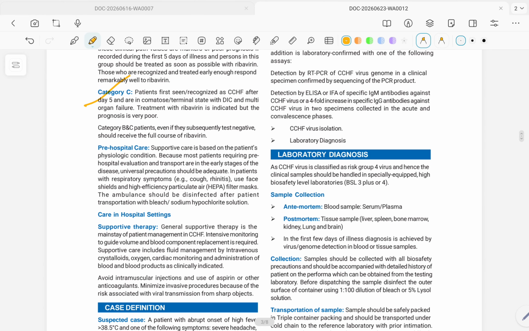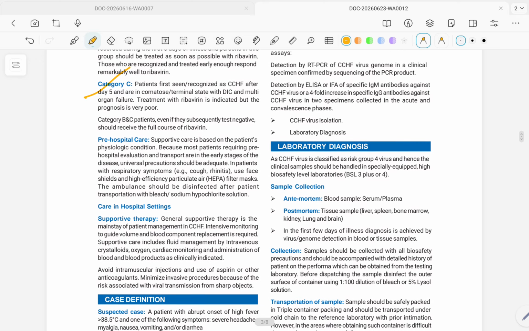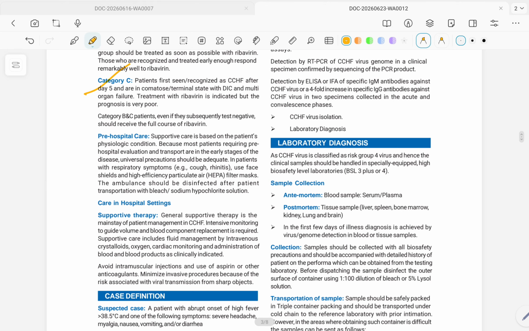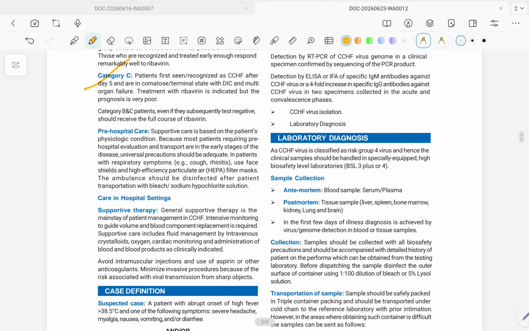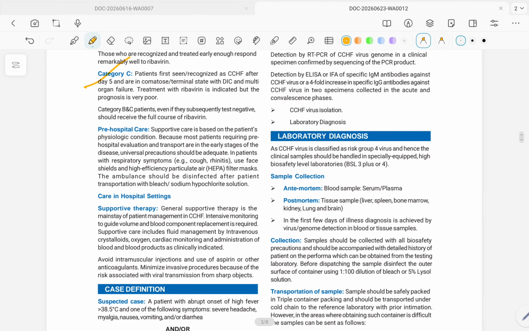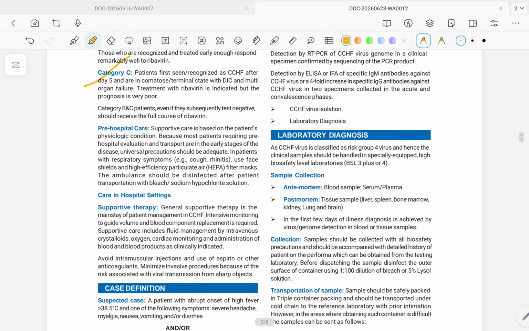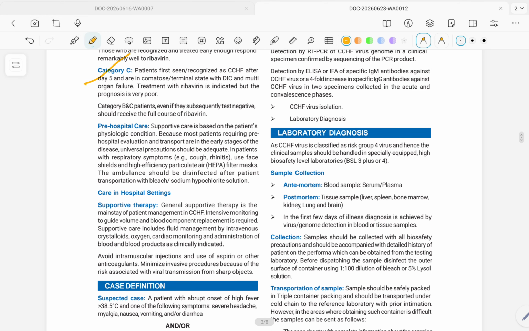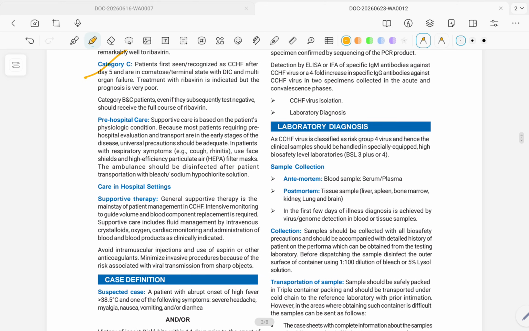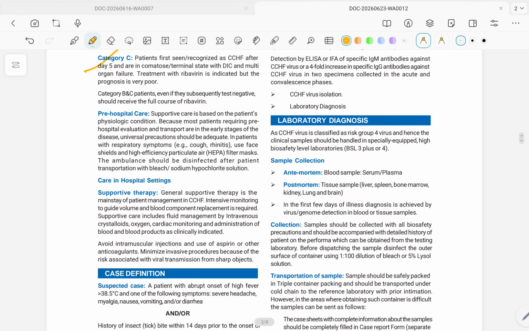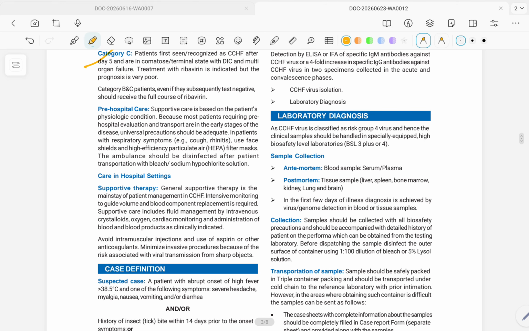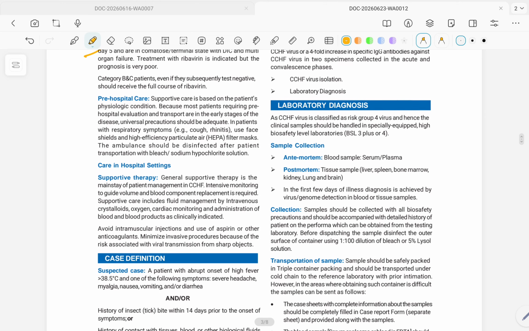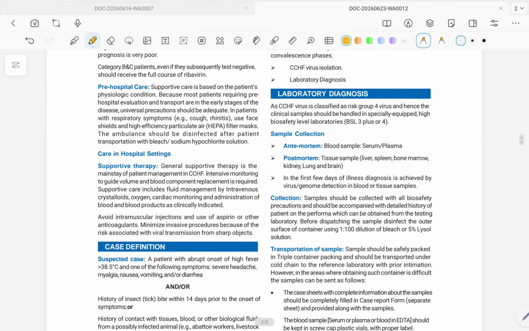Category C. Patients first seen or recognized as CCHF after day 5 and are in a comatose or terminal state with DIC and multi-organ failure. Treatment with ribavirin is indicated, but the prognosis is very poor. Category B and C patients, even if they subsequently test negative, should receive the full course of ribavirin.